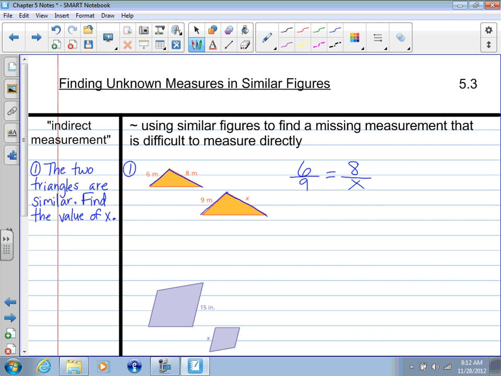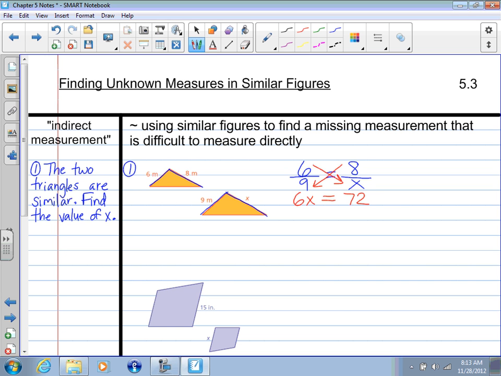Now it's just solving a proportion. And you guys are really good at this. We can find cross products. When we do this cross product, we get 6 times x. I like my variable on the left side, so I'll put it over here. The other cross product is 8 times 9, which equals 72. And since I know that 6x equals 72, I put an equal sign there because we know that cross products of a proportion are equal.